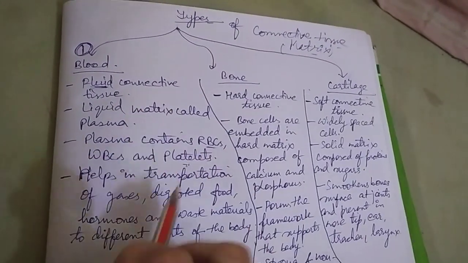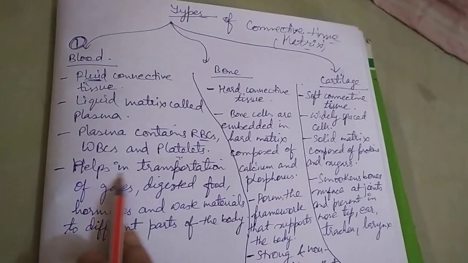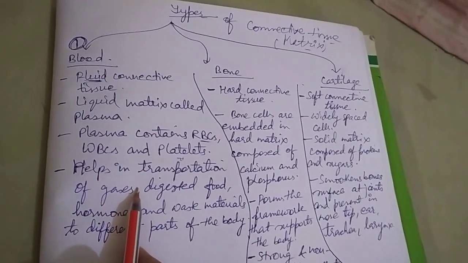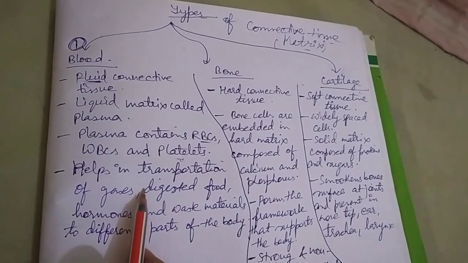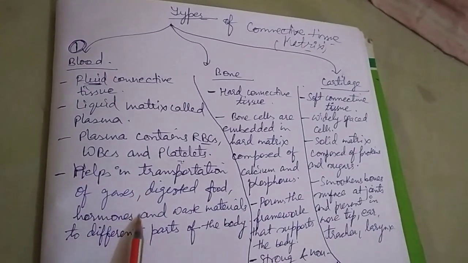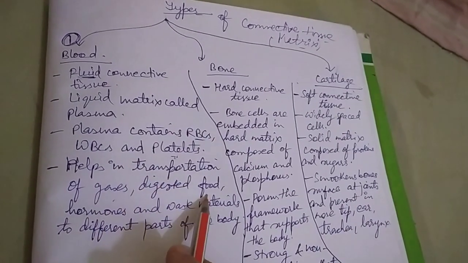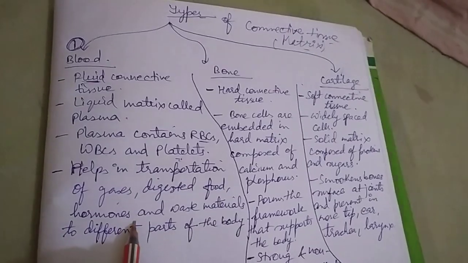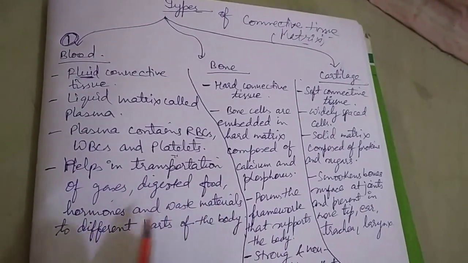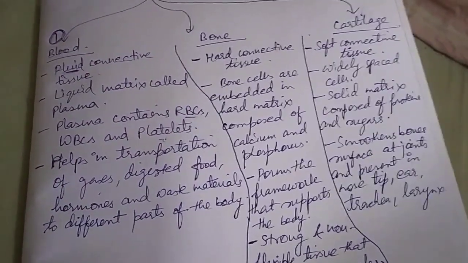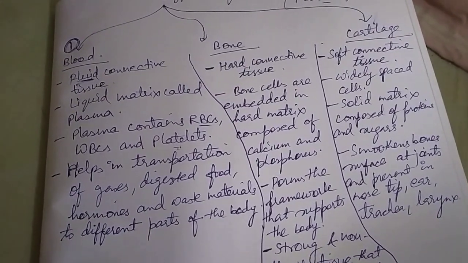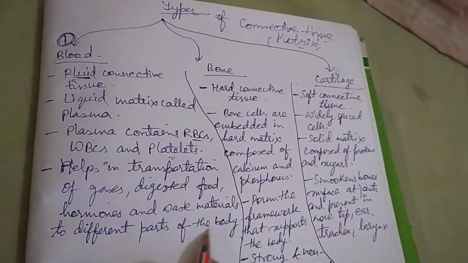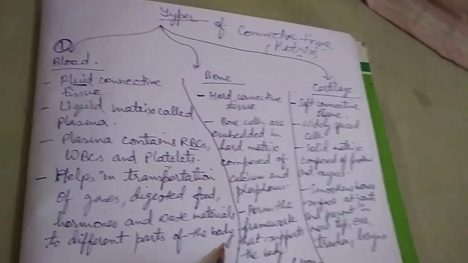Then what is the function of blood? It helps in the transportation of gases. You all know that blood contains hemoglobin, and hemoglobin carries oxygen. So it carries gases and dissolved digested food from one part of the body to another. It also carries hormones, and it carries waste products from different parts of the body to the kidney for excretion.